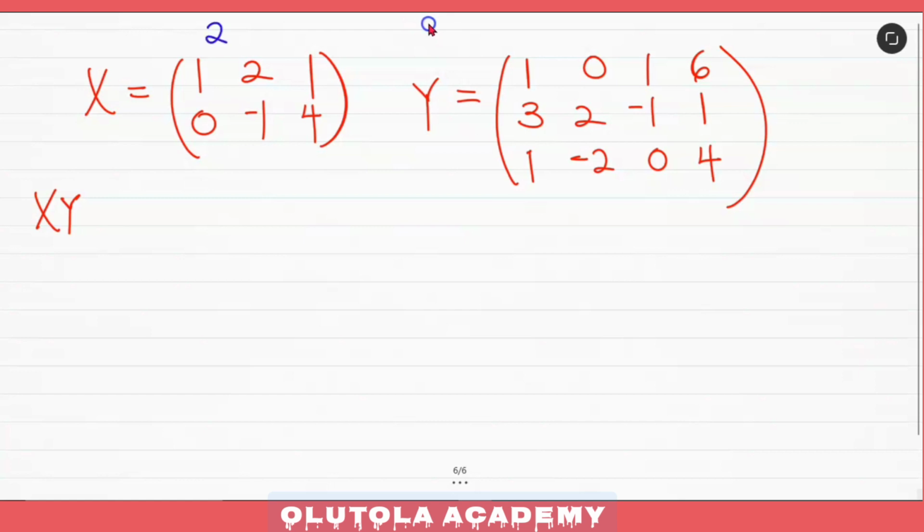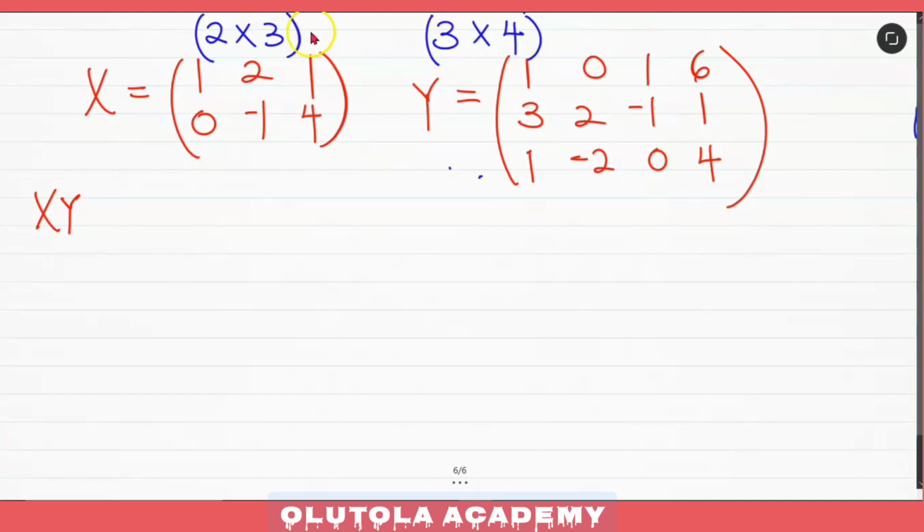So this is a 2 by 3 matrix. Matrix y is a 3 by 4 matrix. For conformability, this 3 here, the number of columns for matrix x, must be the same as the number of rows for matrix y. That means these two matrices can be multiplied together, and what we'll have as the answer is a 2 by 4 matrix. So that will be the expected answer.